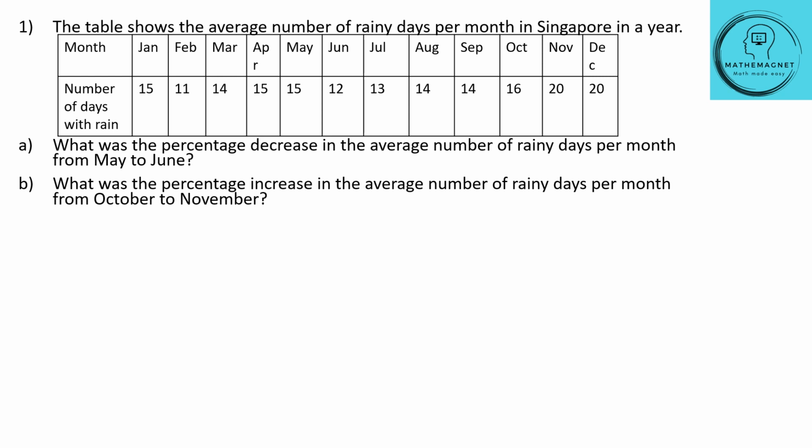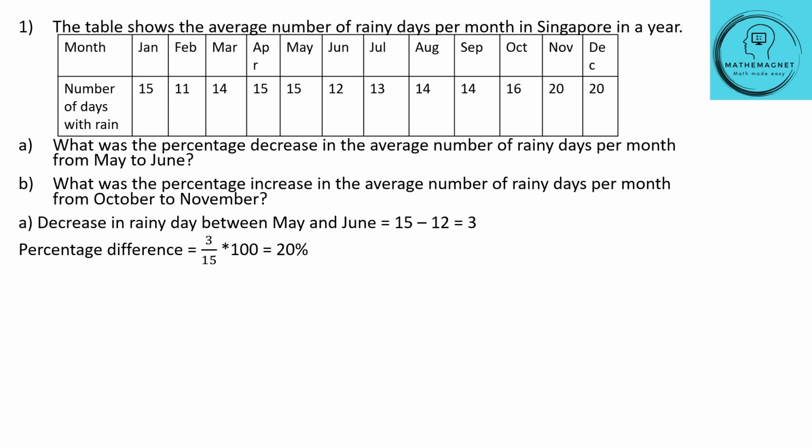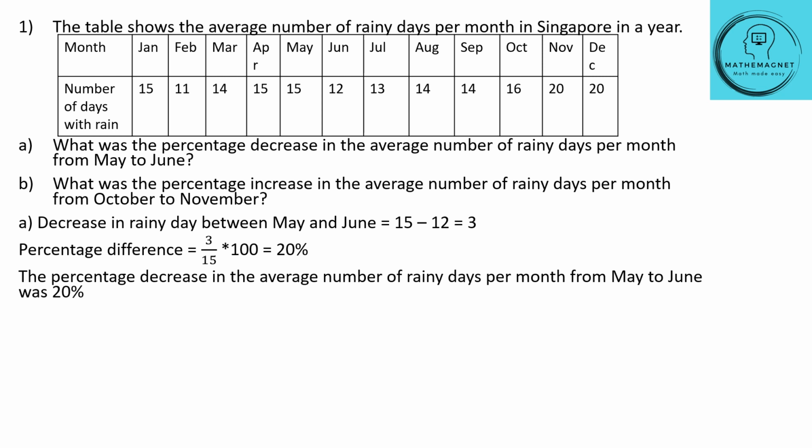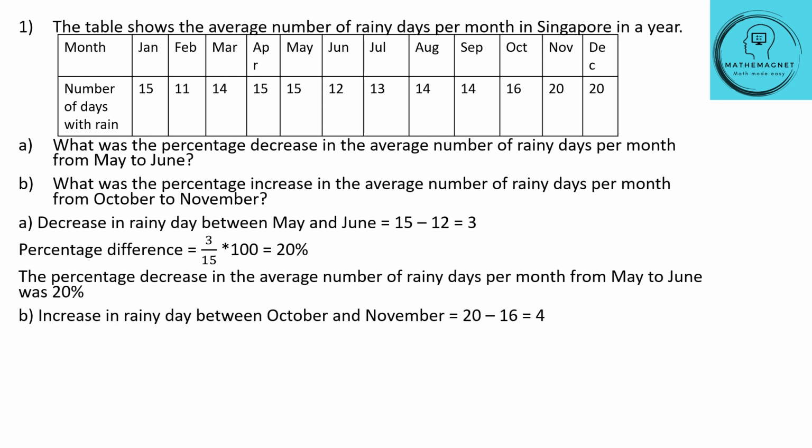Now we know the number of rainy days in May was 15 and in June it was 12. So decrease in rainy days between May and June will be 15 minus 12, which is equal to 3. So percentage difference will be 3 by 15. That is, we are going to take the base value as May. So 3 by 15 into 100, which is 20%. So the percentage decrease will be 20% between the months May and June.